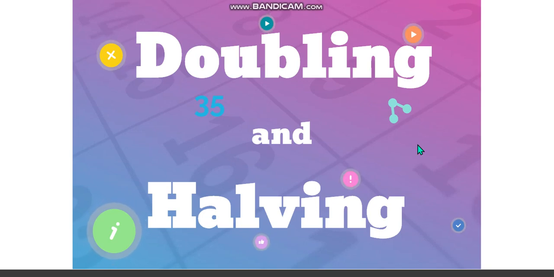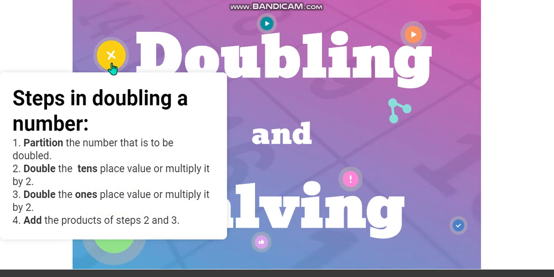Okay, so yesterday we learned about doubling numbers to 100. Today, we will be applying it to our number stories, or simply call it word problems. And we will also be having odd numbers. Okay, let us have our steps in doubling a number. So this is just a revision first.